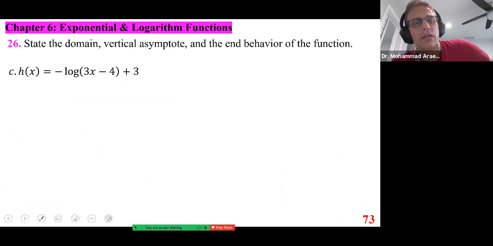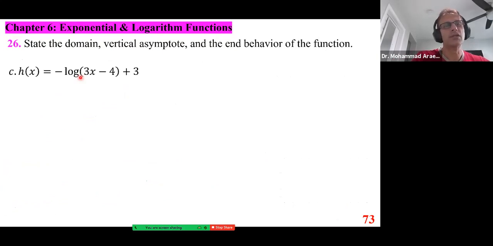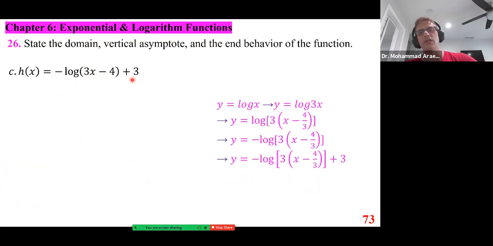Now, this one contains several transitions and transformations. First, starting with log, then we multiply it by 3. Then to get to 3x minus 4, we factor out the 3. It becomes 3 times x minus 4/3. Then we have a negative, then we have a positive 3. So let's write all of them.